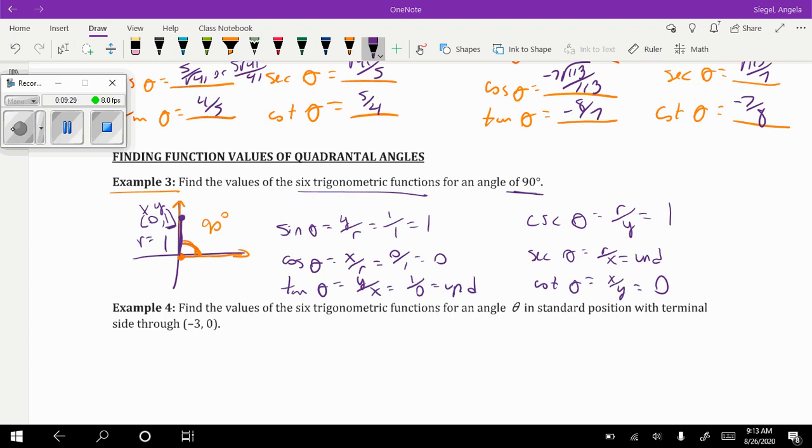Okay, when I did this, I came up with these values. And so again, I'm just using X, Y, and R as kind of my guide. So I showed you how I set those up here.